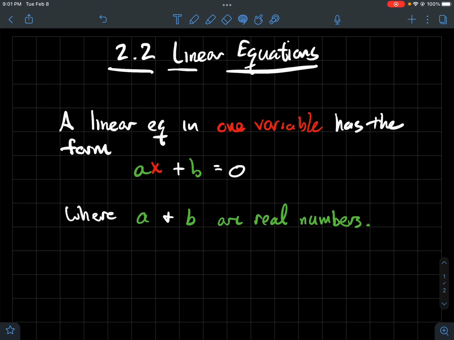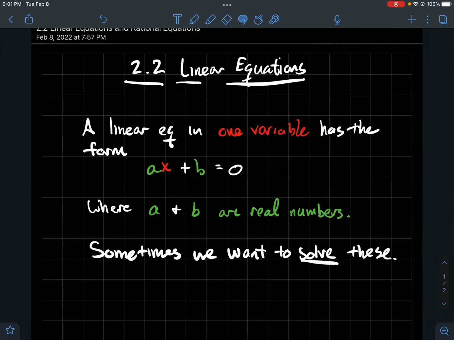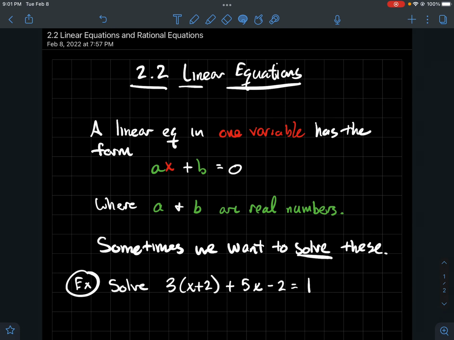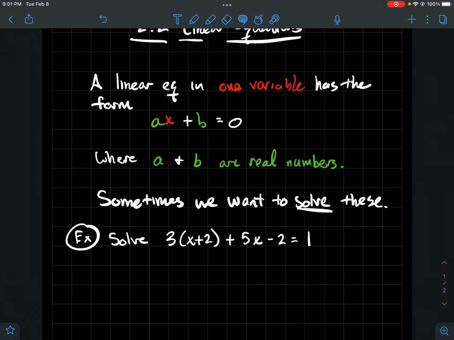Okay. So a linear equation in one variable has this form ax plus b equals 0, where a and b are real numbers and x is the variable. And typically you're asked to solve an equation like this. So let's do a couple examples. You want to solve 3 times (x plus 2) plus 5x minus 2 equals 1.